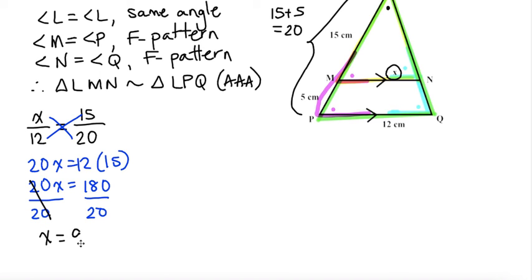And I look at my measurements. All my dimensions, my lengths, are being measured in centimeters. So x is equal to 9 centimeters.